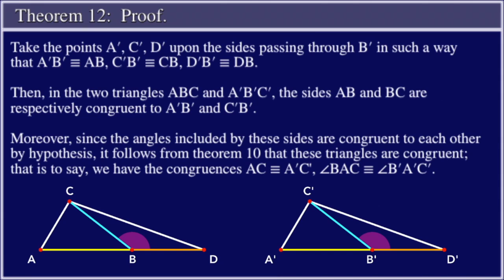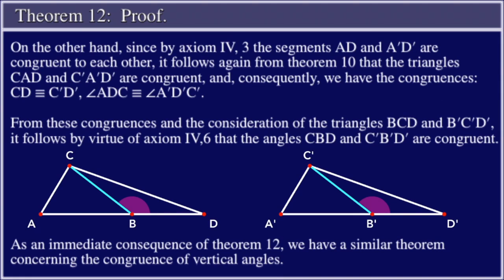the angle B'A'C'. On the other hand, since by axiom 4,3 the segments AD and A'D' are congruent to each other, it follows again from Theorem 10 that the triangles CAD and C'A'D' are congruent. And consequently, we have the congruences CD is congruent to C'D' and the angle ADC is congruent to the angle A'D'C'. From these congruences and the consideration of the triangles BCD and B'C'D', it follows by virtue of axiom 4,6 that the angles CBD and C'B'D' are congruent.